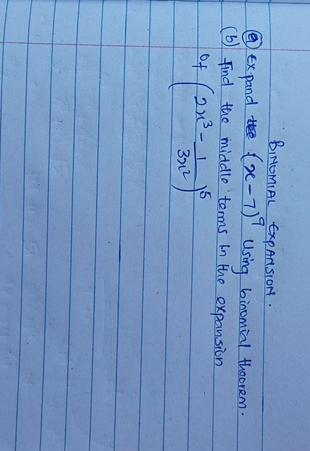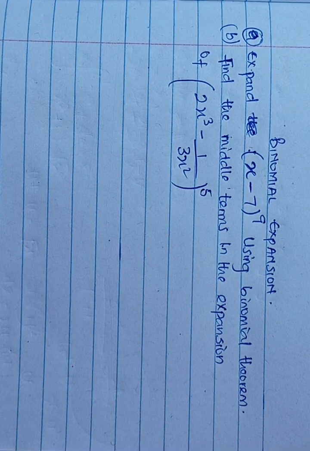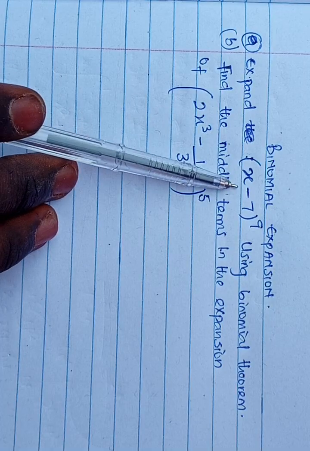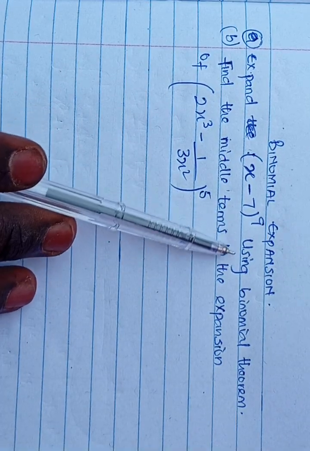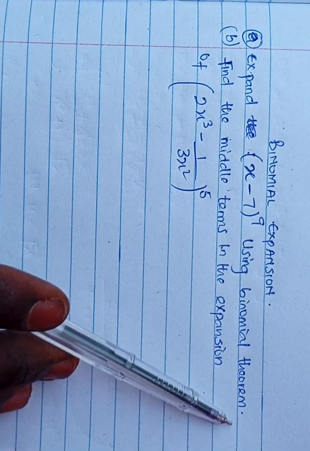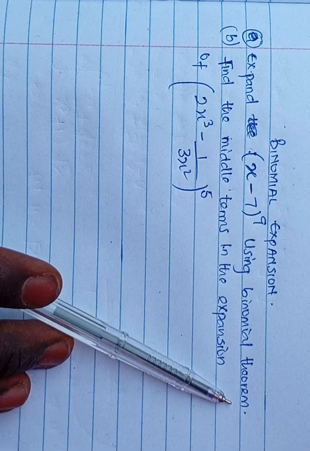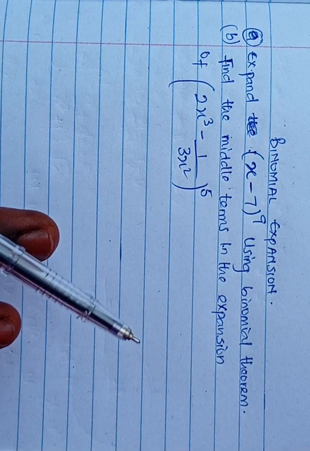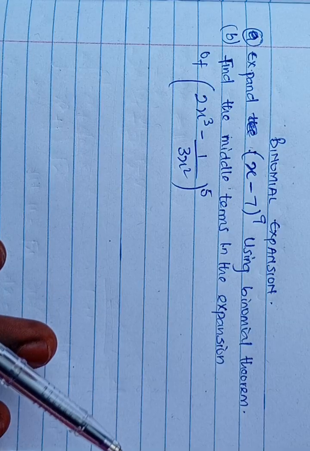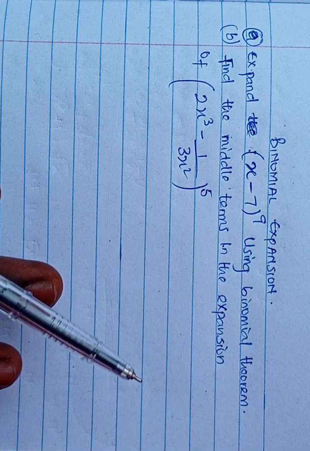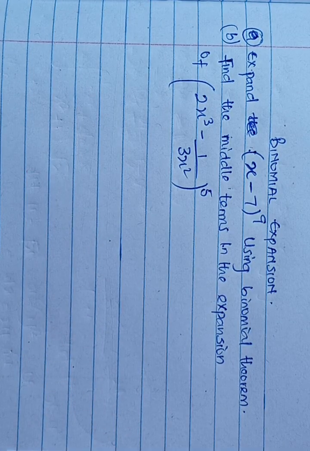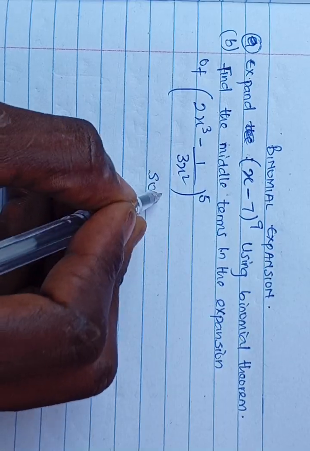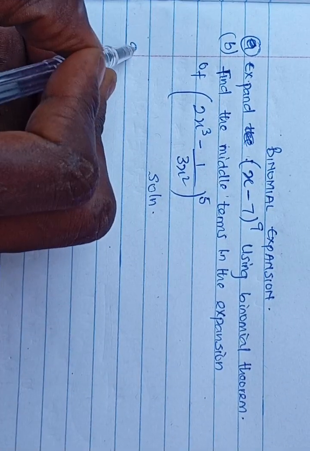So, in this question, we are asked to expand (x - 7)^9 using the binomial theorem. Okay, how are you going to do this type of question? Whenever you are asked to find the expansion of any expression, I'm going to give you the trick on how to expand the bracket. Let's now go with the first one.